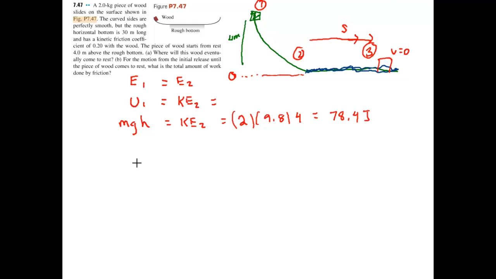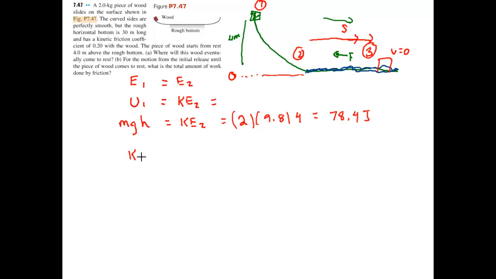Now let's talk about what goes on between points 2 and 3. I know that now we have friction. Friction is going to oppose motion. Friction is going to be in the backwards direction, acting on this block as it moves from right to left. Friction is not gravity. Friction is a non-conservative force.